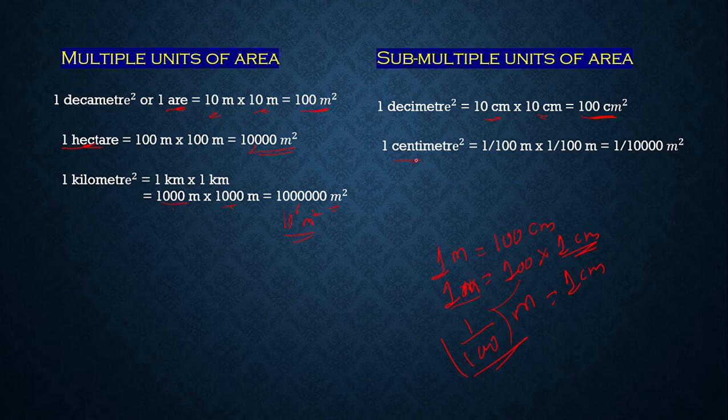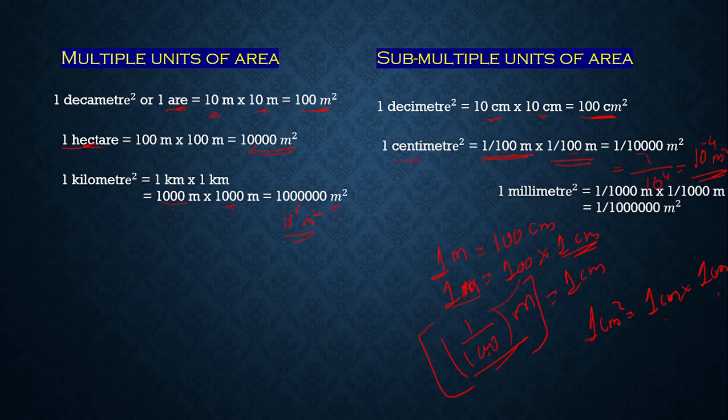So 1 centimeter square is nothing but 1 centimeter into 1 centimeter. 1 centimeter is 1 upon 100 meter, and again another centimeter, 1 upon 100 meter. When you multiply, it becomes 1 upon 10,000. There are two zeros here, two zeros, so here it will be 4 zeros. So it will be equal to 1 upon 10 to the power 4, which can be written as 10 to the power minus 4 meter square. So 1 centimeter square is 10 to the power minus 4 meter square.